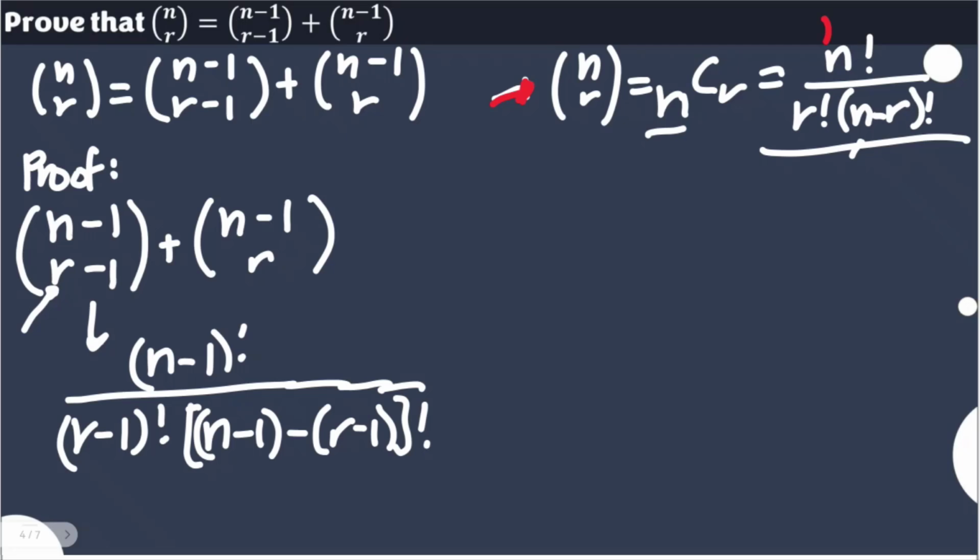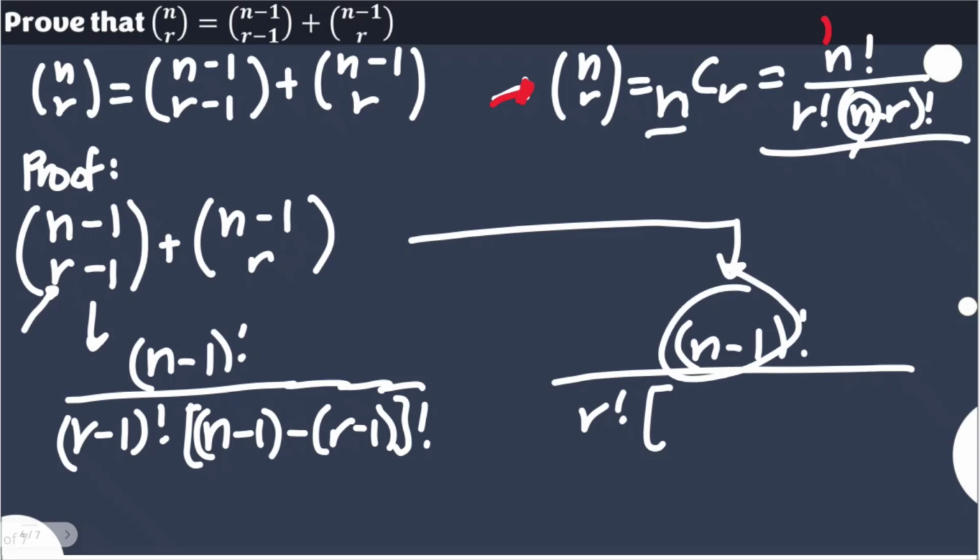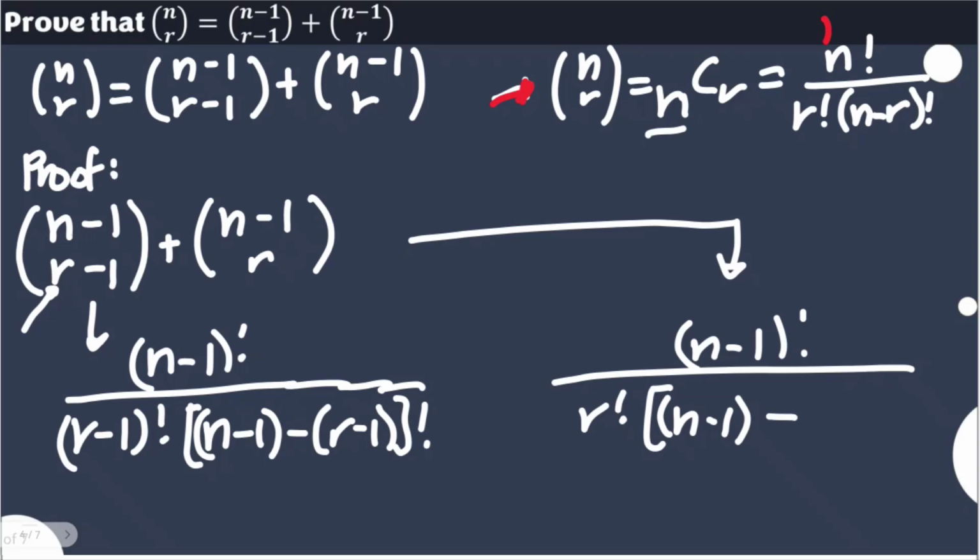Now for the second. We'll be adding them later, but let's look at them one by one. Again, this would be our n, so you will have n minus 1 factorial, and your r is still r, similar here and here. No need to worry about that, only your numerator is different. So you have r factorial, times n minus 1 minus r factorial. Sorry for this one here. Let me erase some notations.